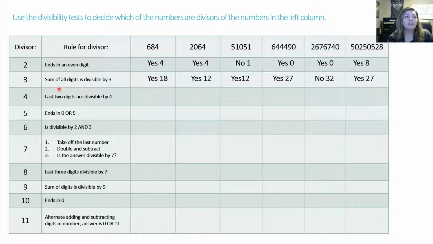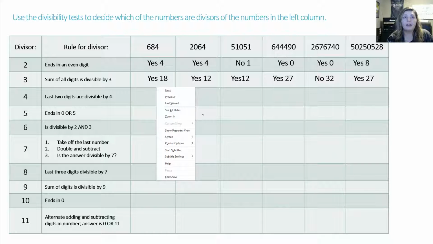Moving on, the sum of all digits is divisible by 3. So what that's saying is we want to add 6 plus 8 plus 4, which would be 18. So is 18 divisible by 3? Yes, it is. So moving along, we're going to do the same thing. Just add 2 plus 0 plus 6 plus 4, which is 12. So yes, 12 is divisible by 3. Again, 12 is divisible by 3.